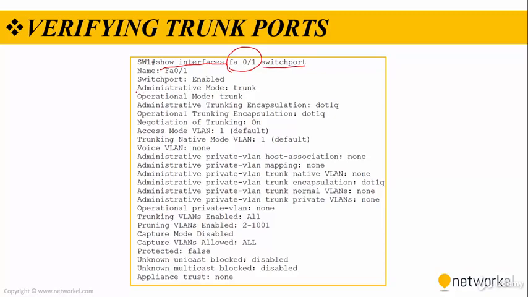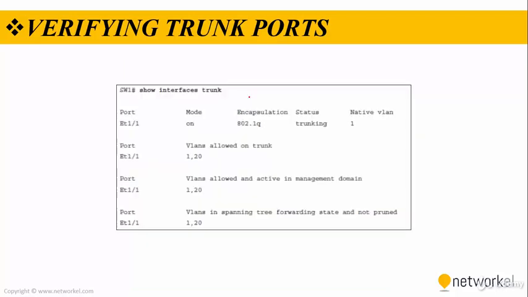To verify a trunk port, we are using show interfaces, the interface name, and switchport. Actually, we are seeing the administrative mode, which means what we configured for this port, and the operational mode, which means how this port is actually behaving right now. Is it wrong or is there a problem? We can see by using this command. And the other command that we can use to verify the trunk port is show interfaces trunk, which shows us the interfaces doing actual trunking at that moment.